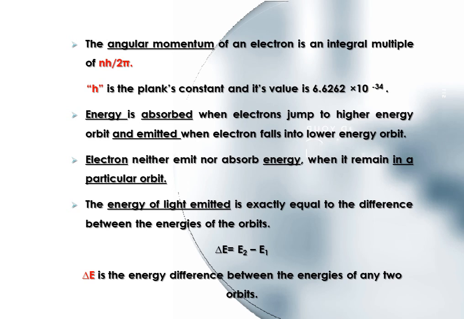2 pi, you can consider it the circumference of a shell, orbit or energy level in which the electrons are present. This statement simply means that the angular momentum of an electron directly depends upon the shell in which it is present.